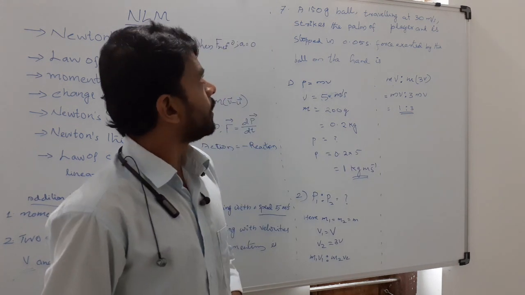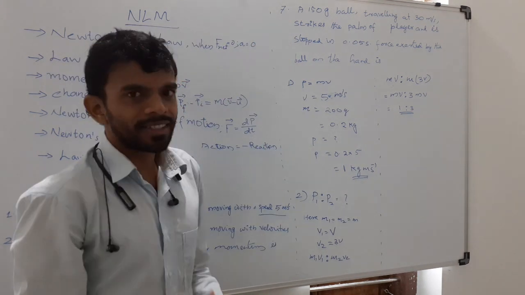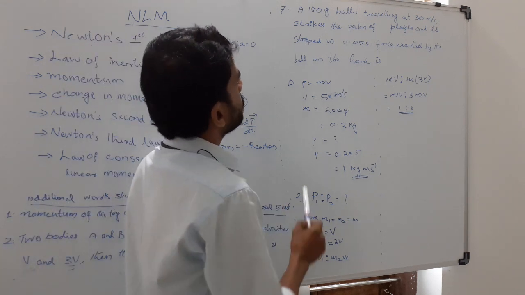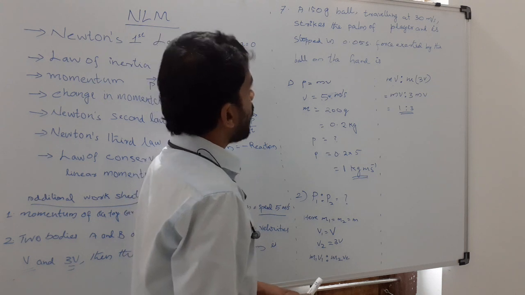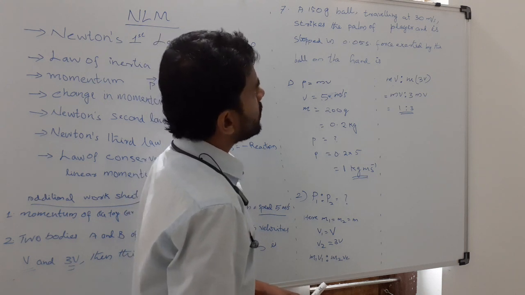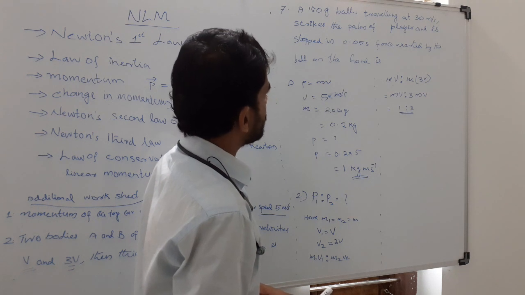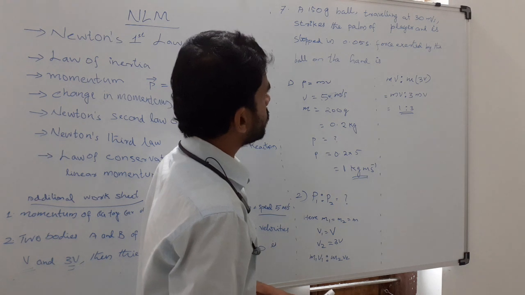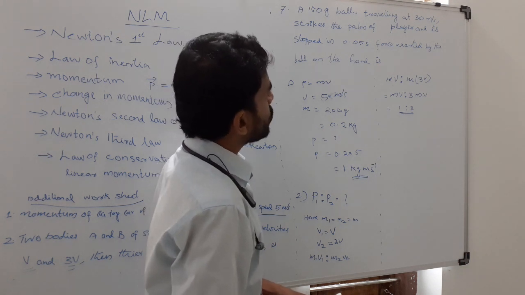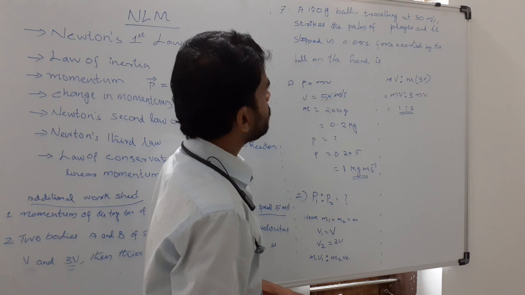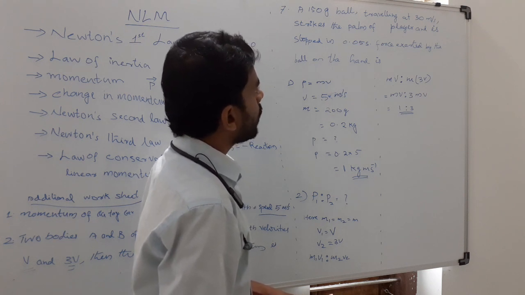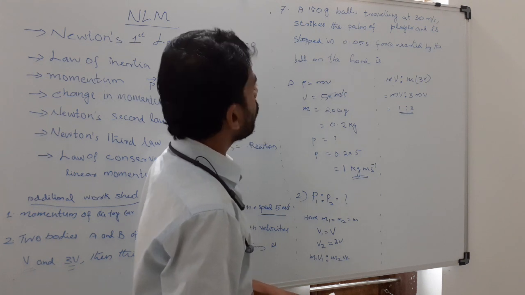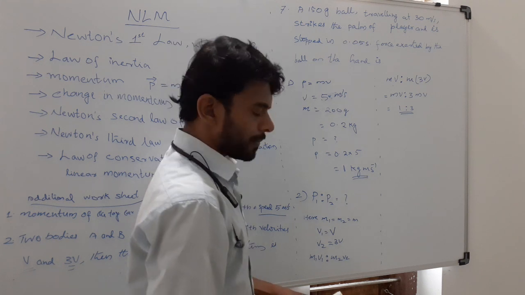Now we are looking at the 7th question. There is something interesting here. First I am reading the question. A 150 gram ball traveling at 30 meter per second strikes the palm of a player and is stopped in 0.05 second. The force exerted by the ball on the hand is?